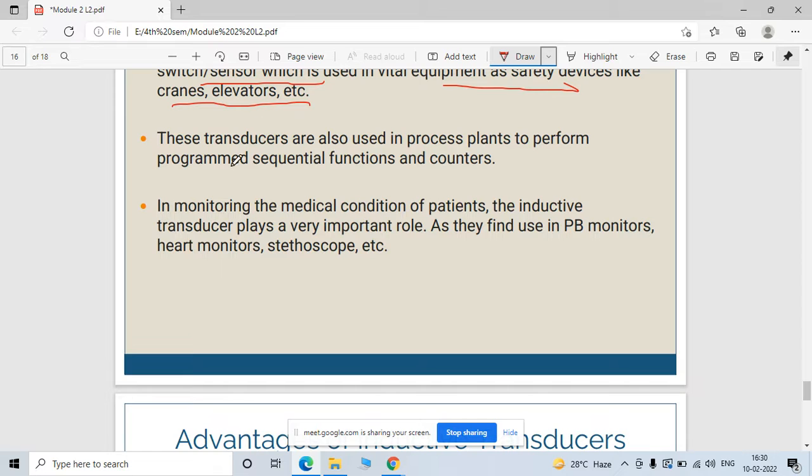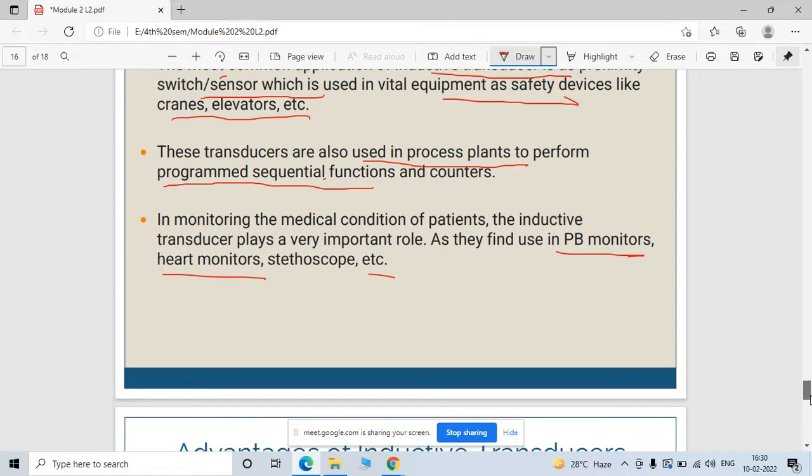Now these transducers are also useful to provide the plant to perform programmed sequential functions and counters. So this is an application in electronic devices, and in the monitoring of medical, and this is an application in your medical field. So for example in blood pressure monitoring, heart monitoring, and this. Okay, so in all these things, you can use the inductive type of transducer.